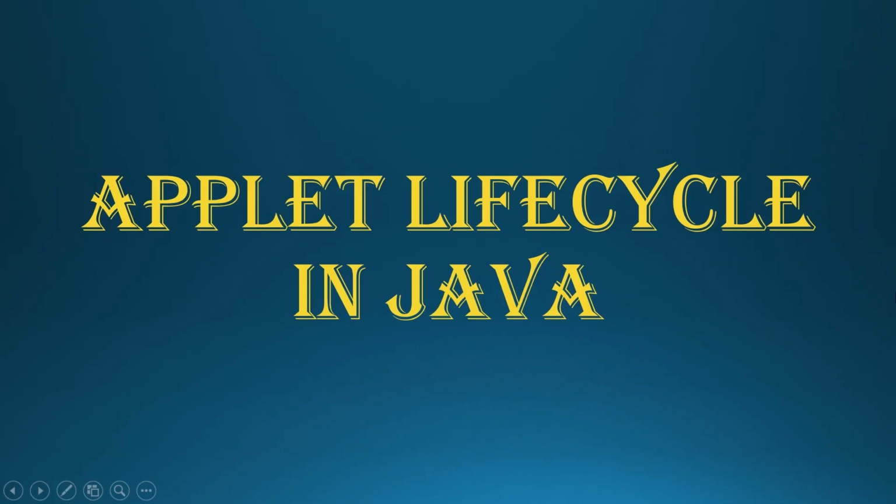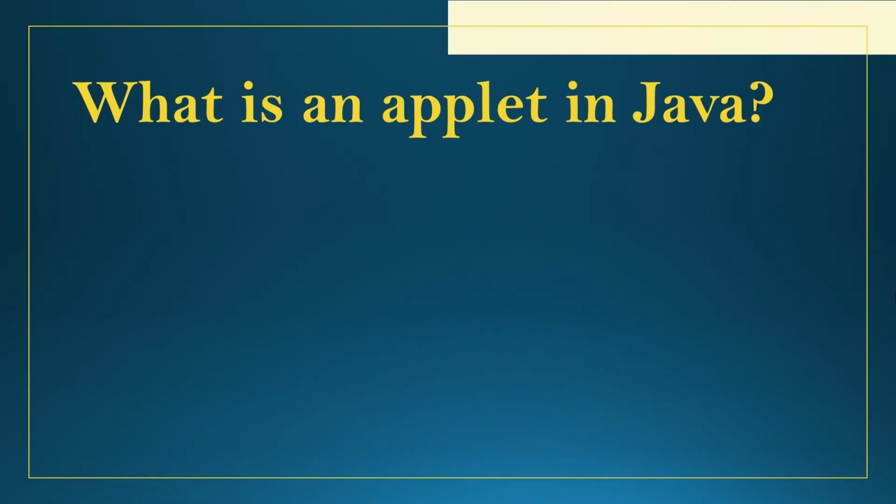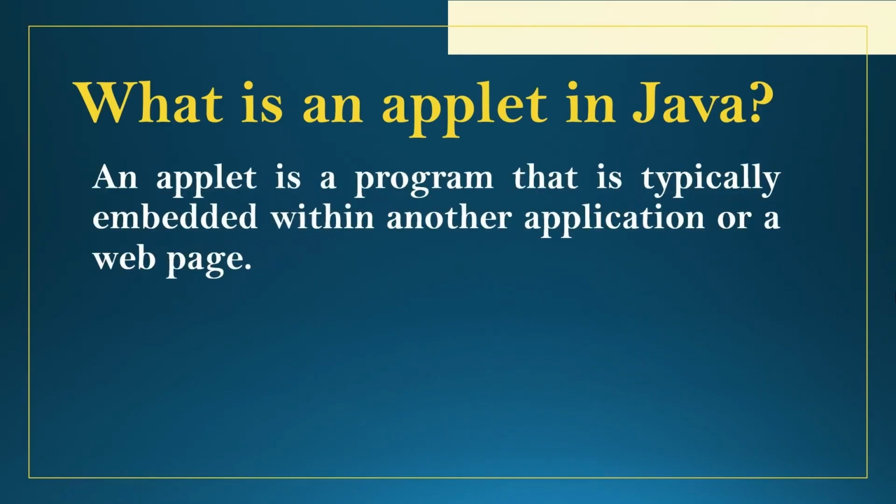Today, I will explain to you about the Applet Lifecycle in Java. What is an applet in Java? An applet is a program that is typically embedded within another application or a web page. So basically, applets are designed for internet applications. So we can develop an applet program, which is basically used for GUI purposes.